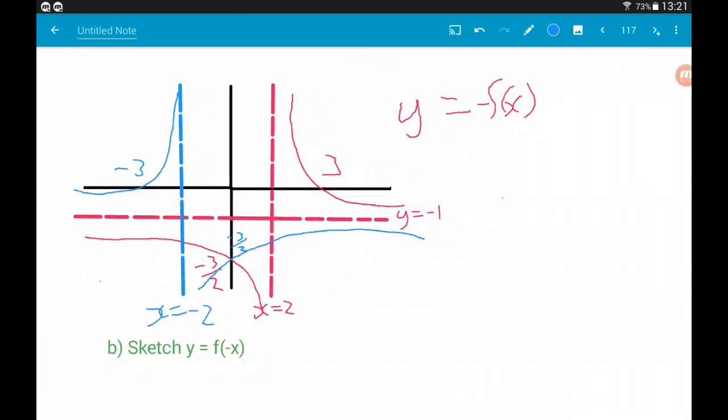We'll see more examples of reflections combined with stretches in the next video or the next couple. I sense it might take quite a bit of time to do and do well.